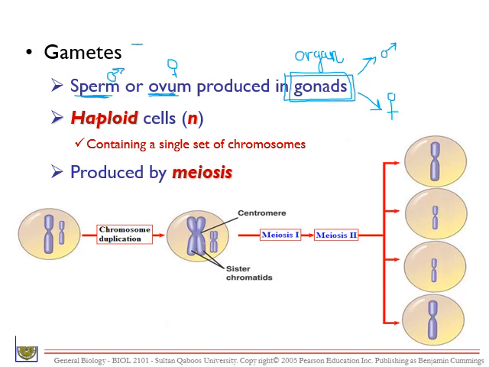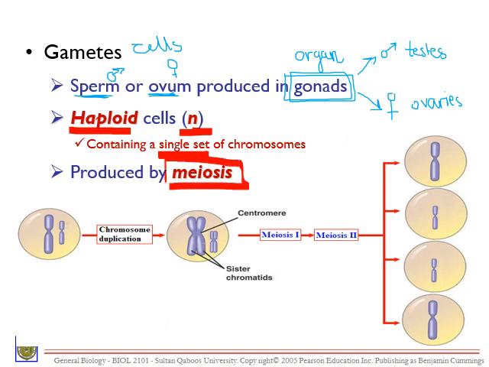Remember, gonad is an organ. Gametes are cells. The gonad in male is called testes, and in female they are called ovaries. All right, now the gametes are haploid cells. What's the meaning of haploid? Basically, it means they have a single set of chromosomes, just one set. They don't have two sets of chromosomes, they have one set. How are they produced? They are produced by meiosis.